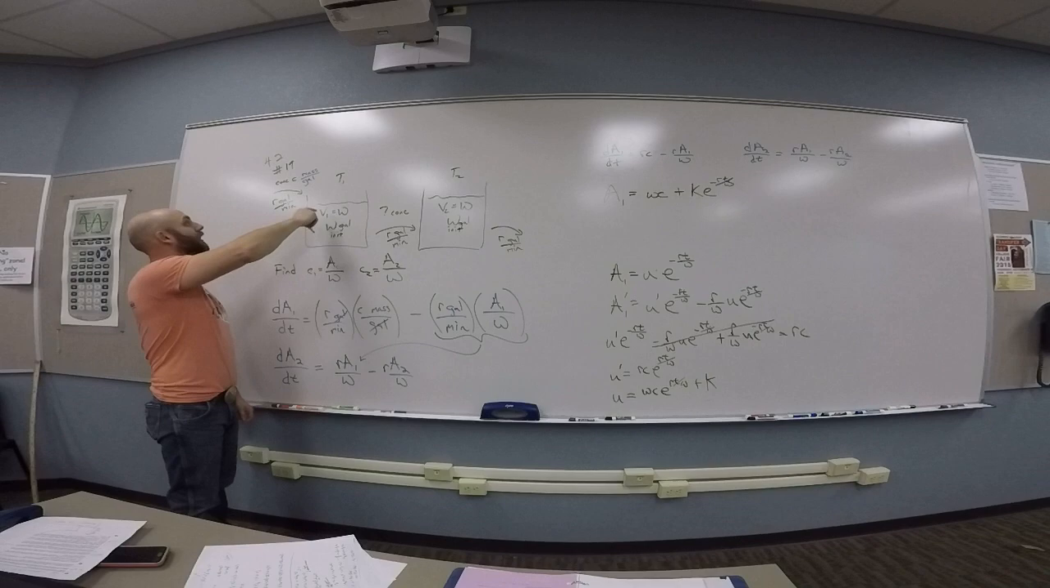Then proceed to plug back into your A2. So take this, plug it up there. Get A2 is CW e to the RT over W times e to the minus RT over W, which is just CW, right? Minus RCT e to the negative RT over W, plus K times e to the minus RT over W.